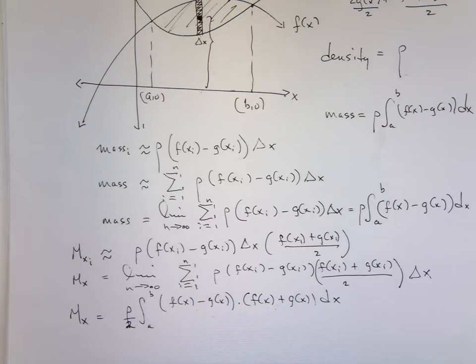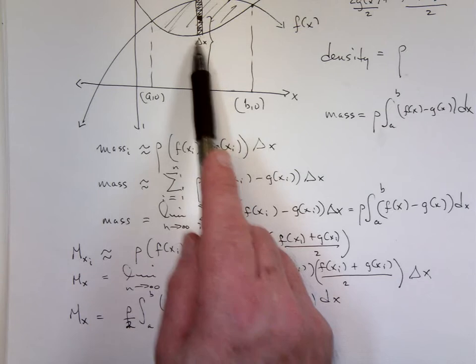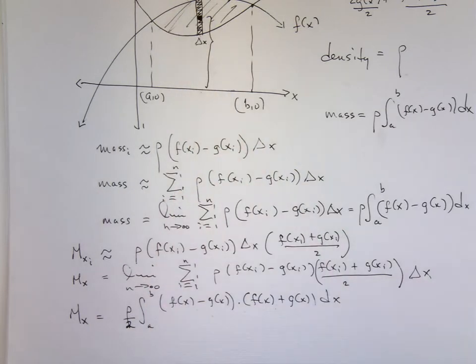What's the delta x at the end of the sum? Like, where does that come from? That comes from the width of this rectangle, in order to get the area of the rectangle, in order to get the mass of the rectangle. So how come it's not in the... Well, it is in here. It's dx. That Riemann sum with a delta x becomes the integral with a dx. Okay?